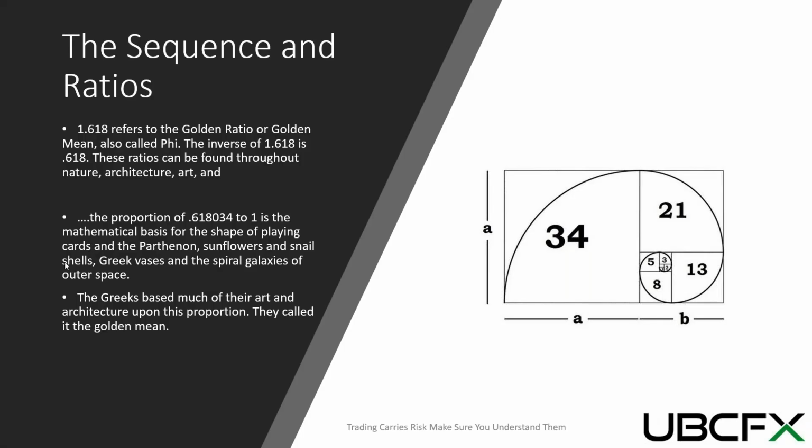Now, the 1.618 refers to the golden ratio or the golden mean, which is also sometimes called phi. The inverse of the 161.8 is 0.618.